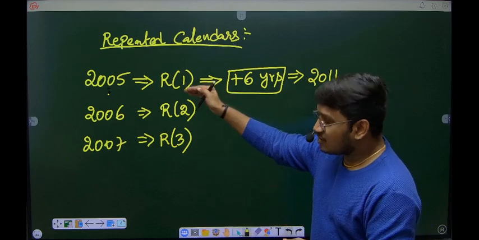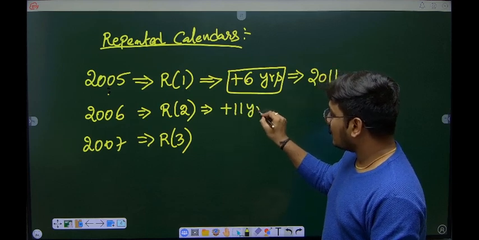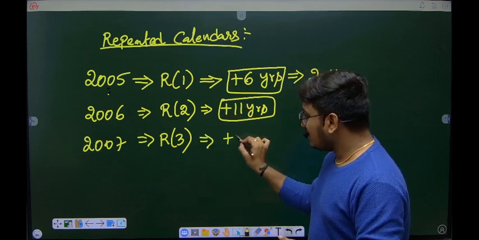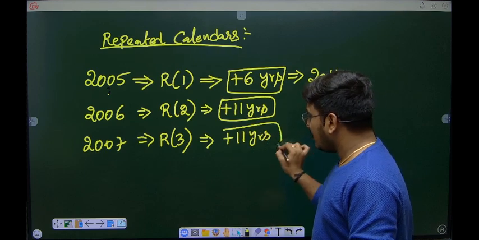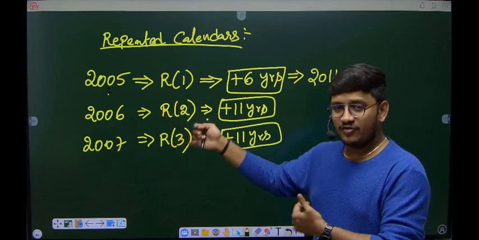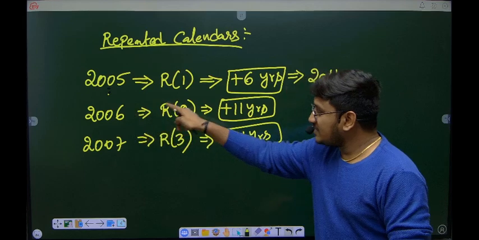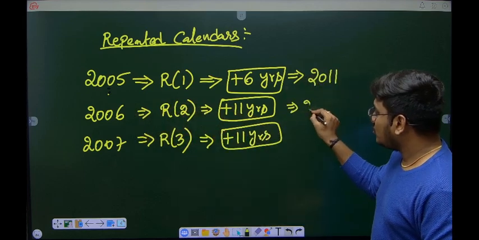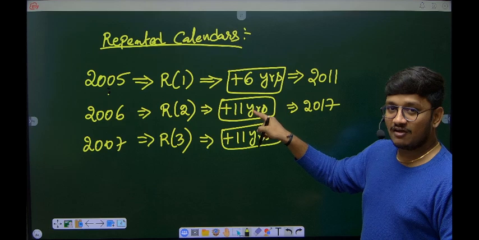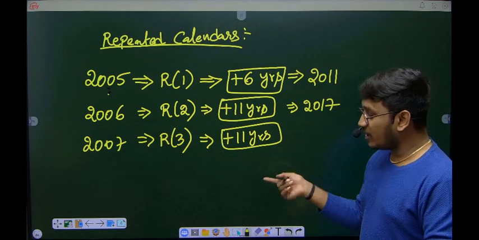When we get remainder 1, the calendar repeats after 6 years. If we get remainder 2 or remainder 3, the same calendar will be repeated after 11 years. That means the 2006 calendar will be repeated after 11 years, in 2017. The 2007 calendar will also be repeated after 11 years, because the remainder is 3.